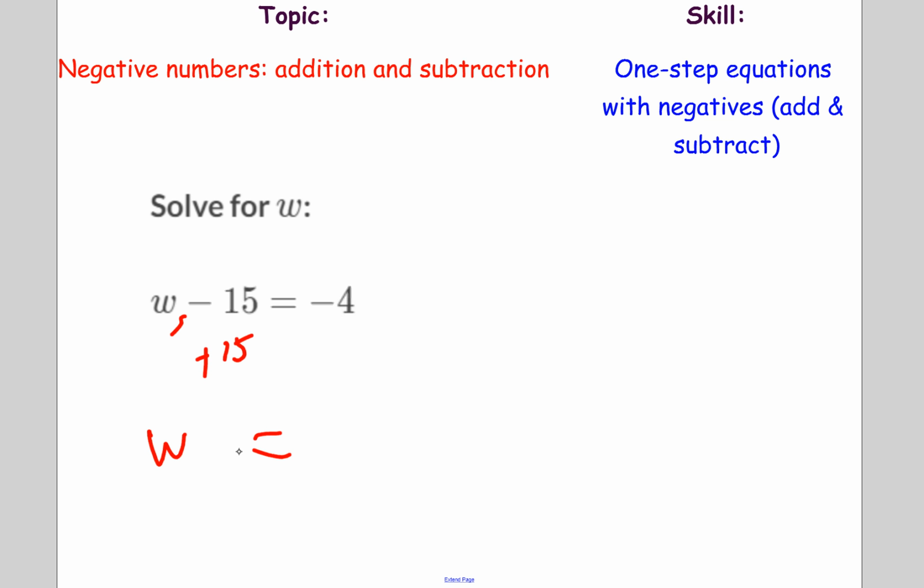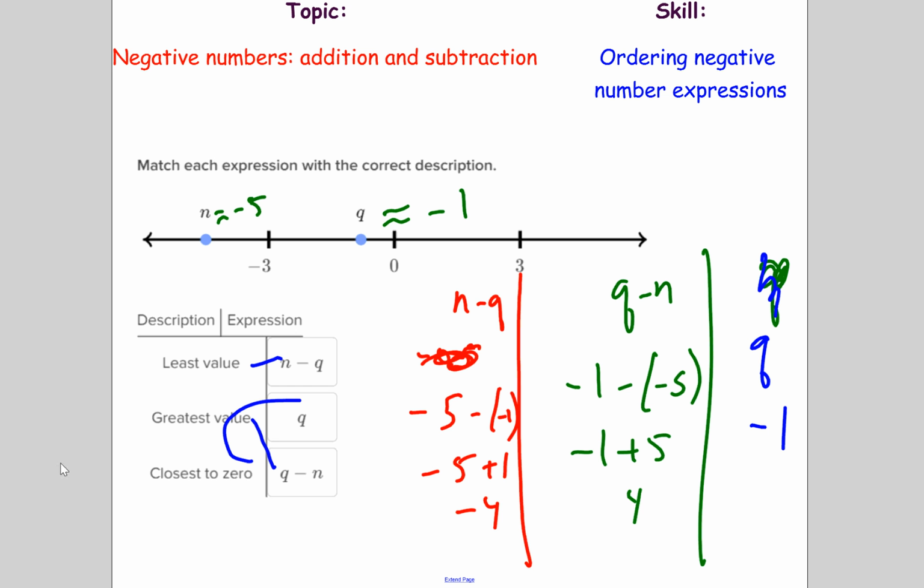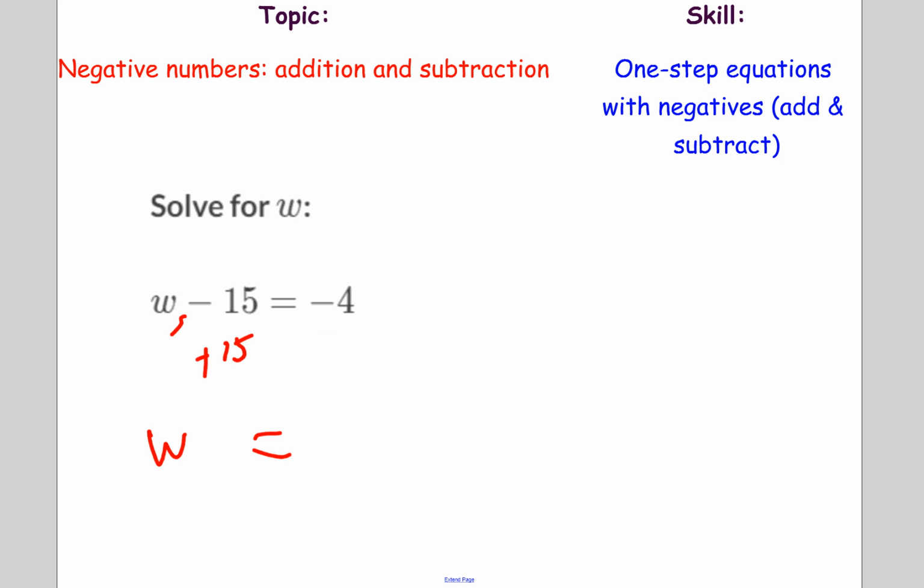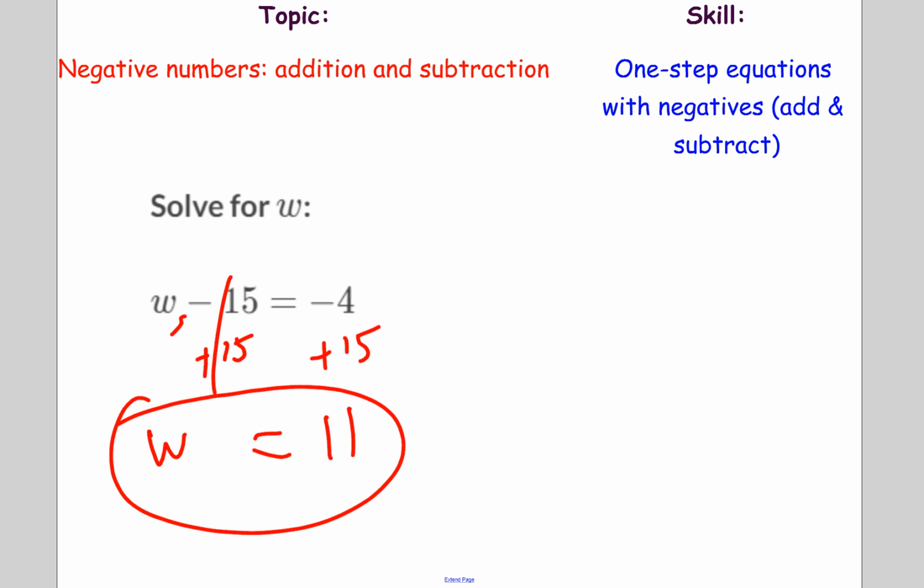Remember, an equation is like a balance scale. If I add or subtract anything to one side of a balanced scale, I need to do the same to the other side to keep it balanced. So if I add 15 to that side, that's a zero pair. I'm left with just W, and negative 4 plus 15 is positive 11, right? That's our answer.